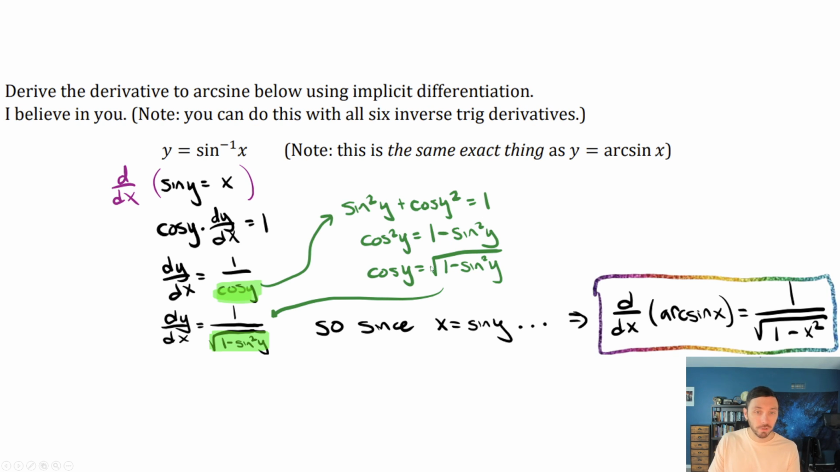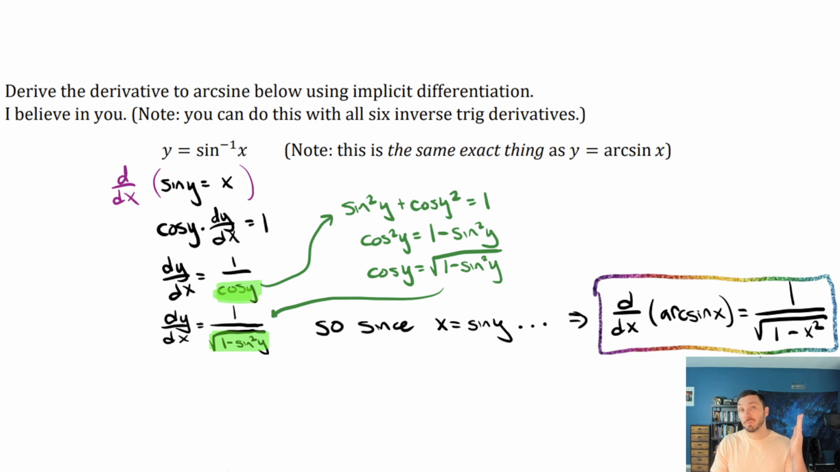I took the square root. I just took the positive piece because we're just dealing with a positive scenario here. And then I said, okay, this is going to be the square root of 1 minus sine squared y. I know that sine y is just x. So voila, there's the derivative of arcsine. It's 1 over the square root of 1 minus x squared, which kind of sucks. And that is the derivative.